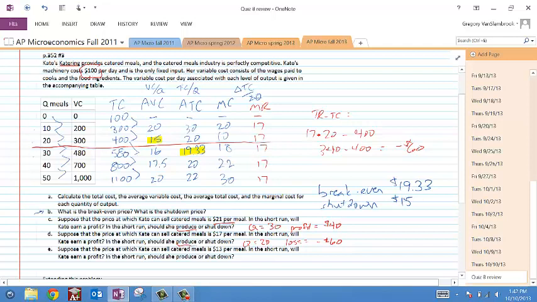And the other way we can figure that out is that we can take this shutdown price of $15 and just say, okay, is the price greater than that? Yes, the price is $17. So in the short run, both of those ways of looking at it tell you that she should continue to produce in the short run, even though she's losing $60. She's still better off.